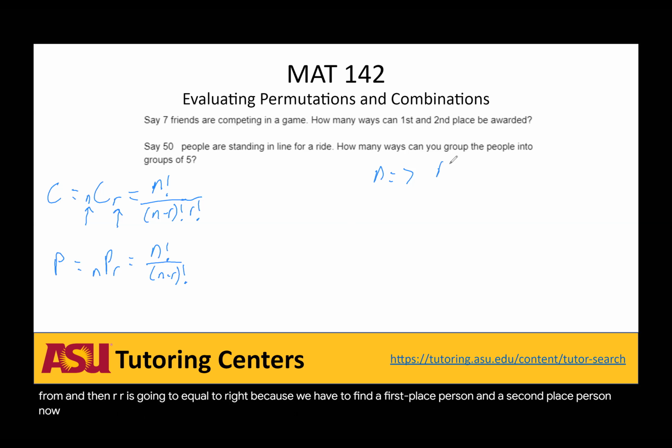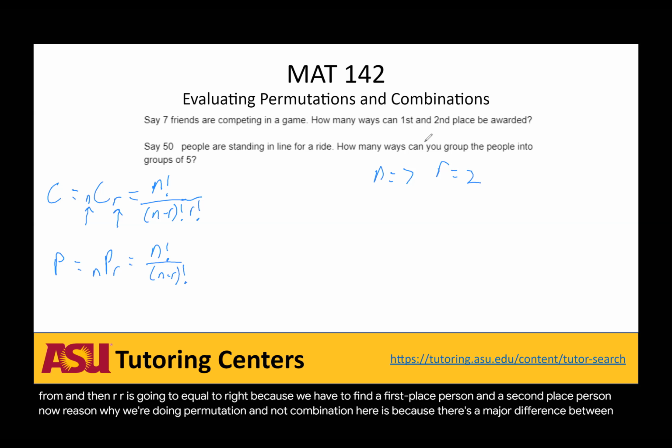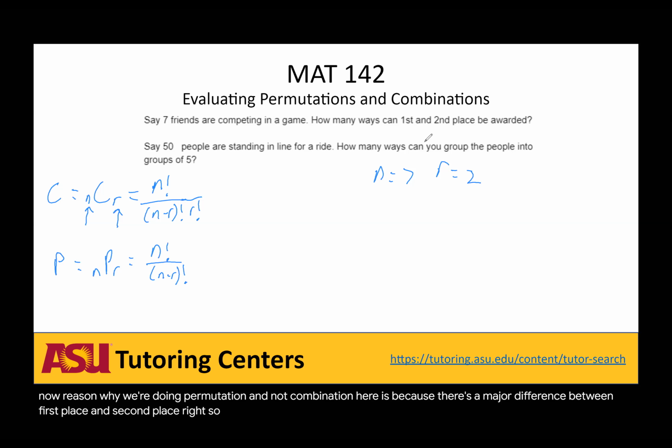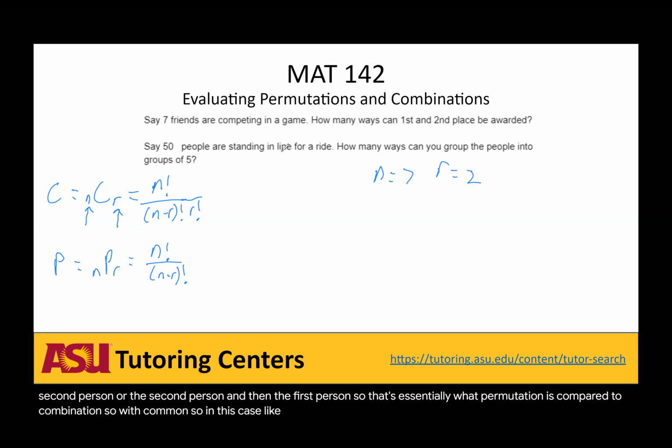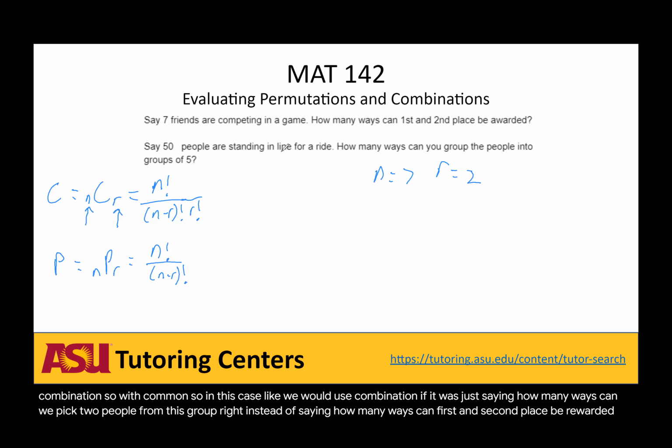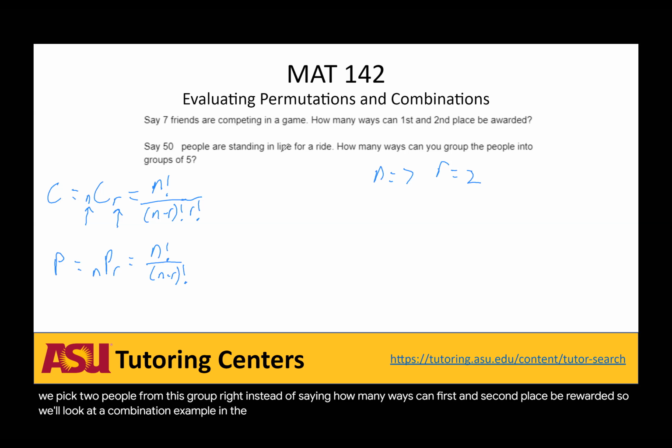Now, basically, the reason why we're doing permutation and not combination here is because there's a major difference between first place and second place, right? So it's really important which way you pick, either the first person and then the second person, or the second person and then the first person. So that's essentially what permutation is compared to combination. We would use combination if it was just saying how many ways can we pick 2 people from this group, instead of saying how many ways can first and second place be awarded. So we'll look at a combination example in the next question.